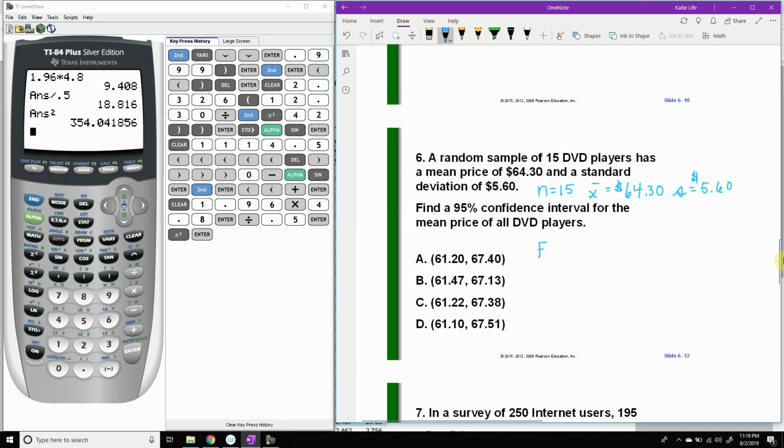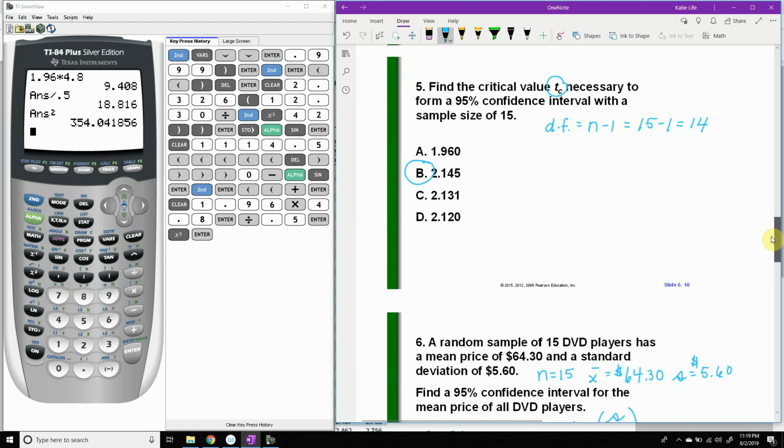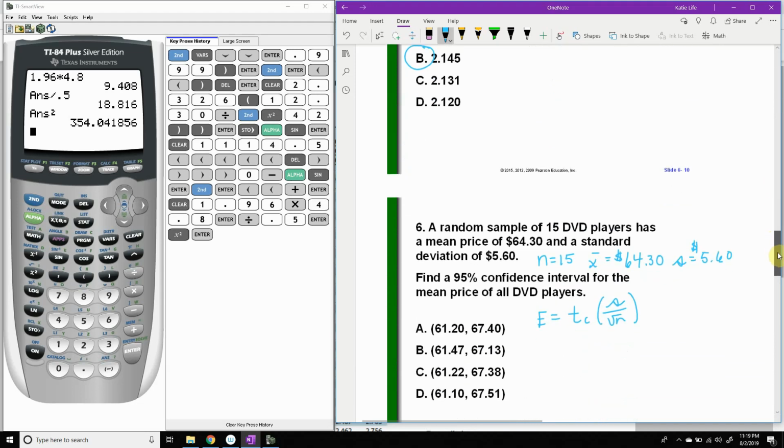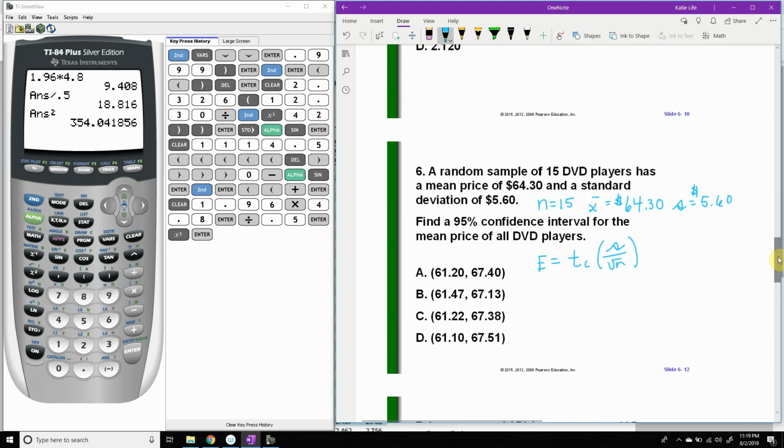So again, I have to assume for the error we're talking about t sub c times s divided by the square root of n. Now, I just looked at the t-distribution for a sample size of 15, and the critical value was 2.145. So I'm going to recycle that information here. We're going to multiply that by $5.60 divided by the square root of 15. And that's going to be our error value.